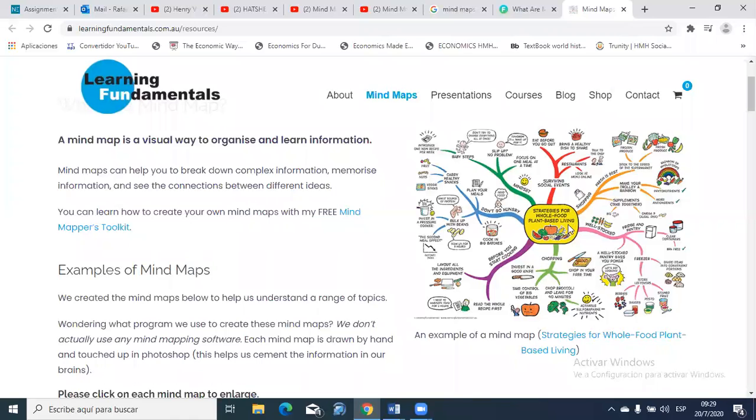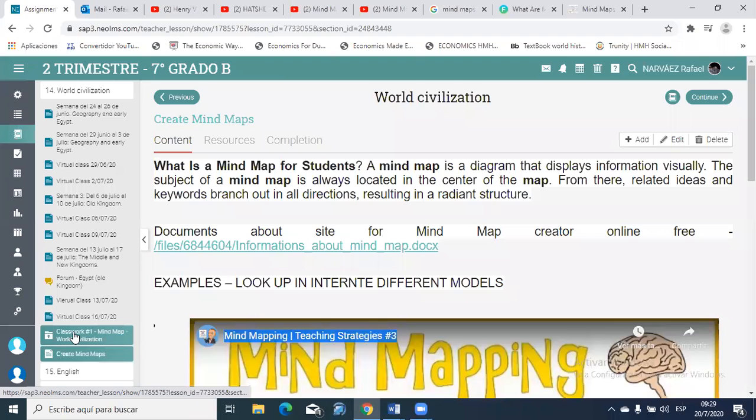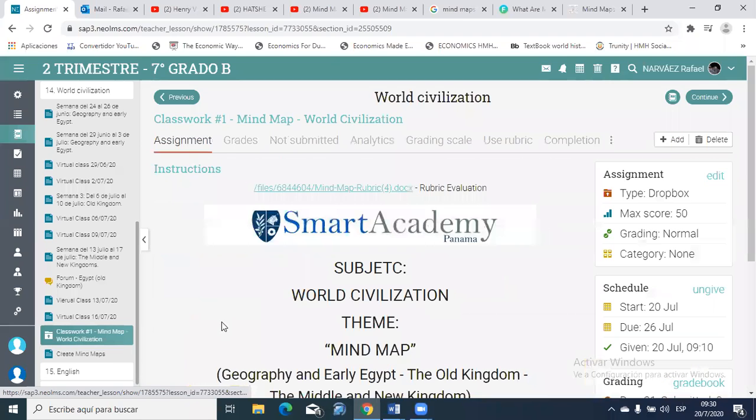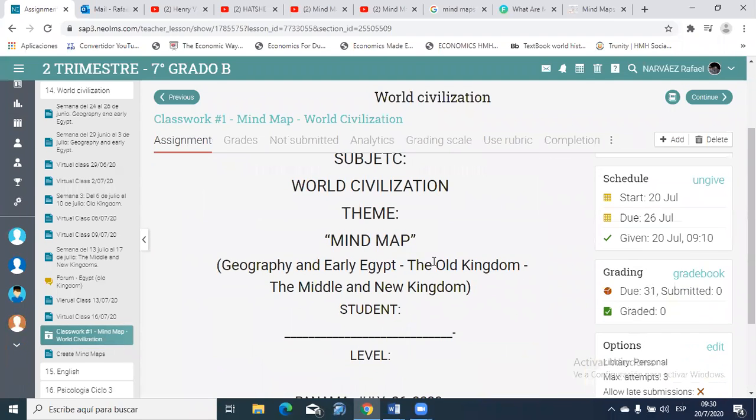¿Entendido? No quiero que me hagan una presentación en PowerPoint. Tiene que ser una sola página donde ponga todo lo que es el mind map del topic that I ask you to do. Okay? The topic is this. Basically, it's Egypt. Because this is a summary. This is everything about Egypt.